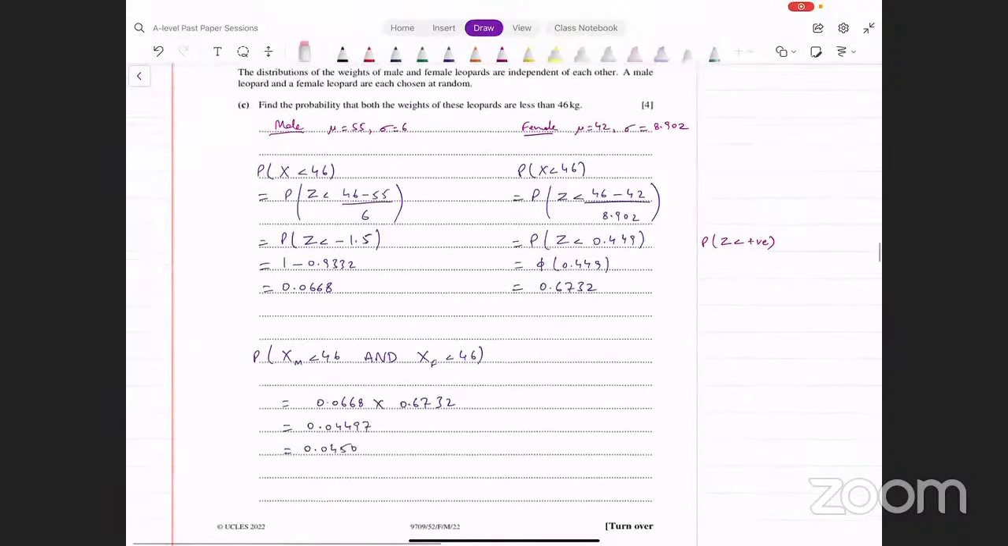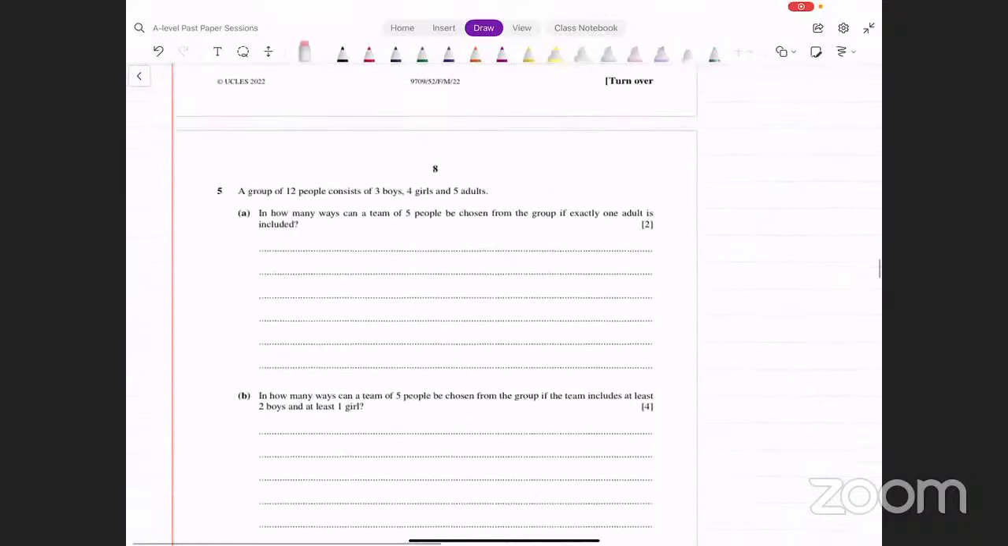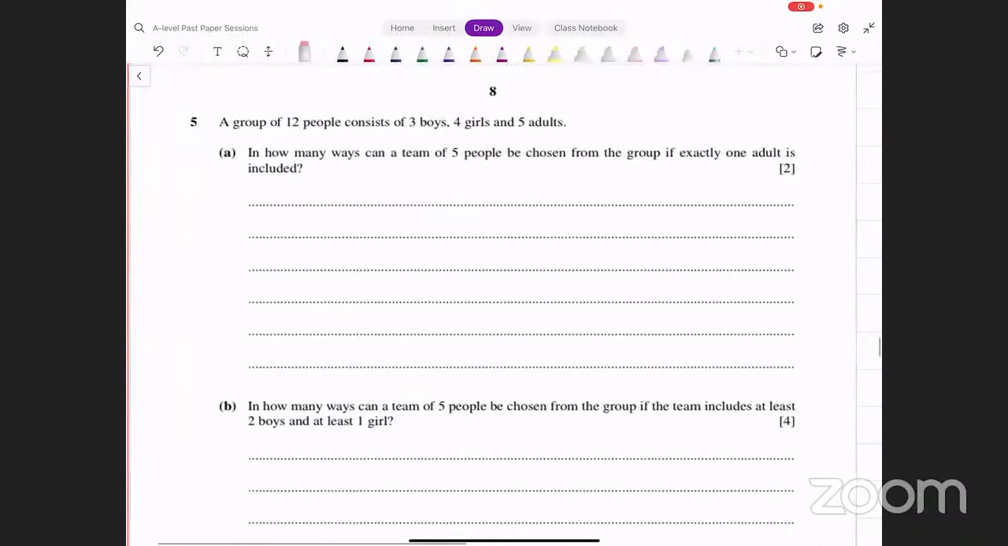So that's question number 4, part C of that. We're done with this. Let's move on to question number 5. Now we've got permutations and combinations. Let's look at this. A group of 12 people consists of 3 boys, 4 girls, and 5 adults. In how many ways can a team of 5 people be chosen from the group if exactly 1 adult is included? Acha. What do we want? We want to choose a team of 5 people. And exactly 1 adult needs to be included in those 5 people.